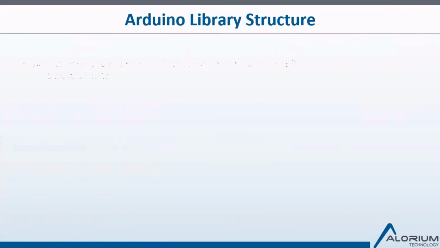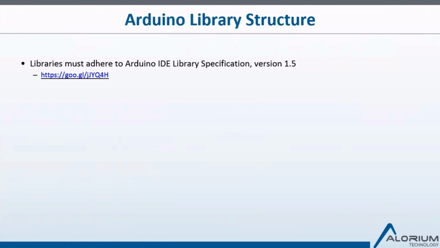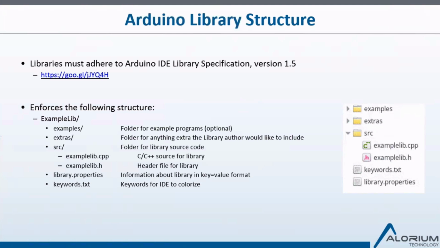To work within the Arduino IDE, we have to adhere to the library specification that they have. That leads to a file structure that's a little different than one might expect. Here we see, for an example lib, the files and directories that are required according to that specification. The examples and extras directories are optional. The source directory is where you would put all your C or C++ code, header files, that type of thing. The library.properties and keywords.txt files are used by the IDE to provide information about the library and to highlight keywords in the source code viewer.